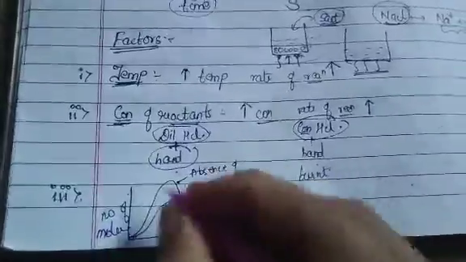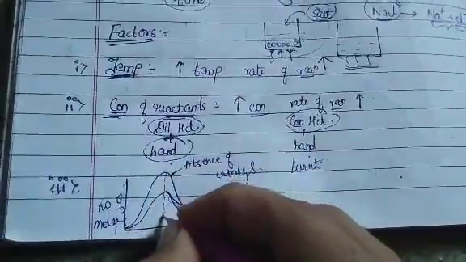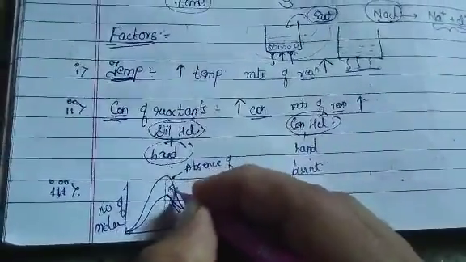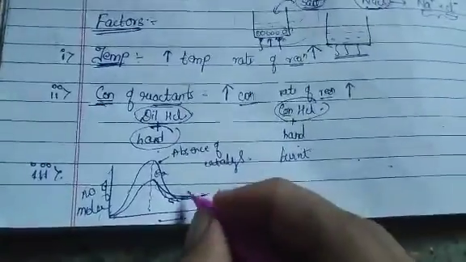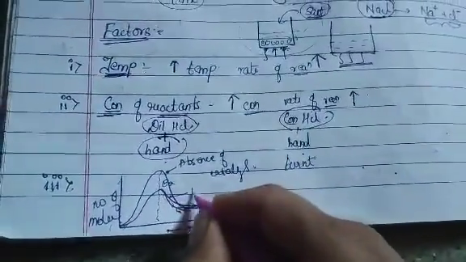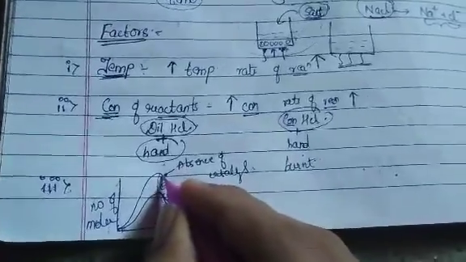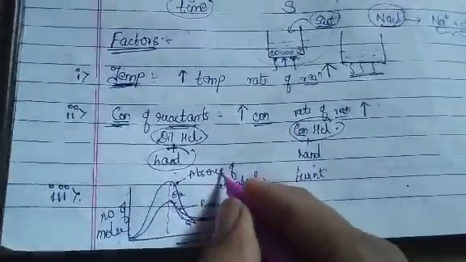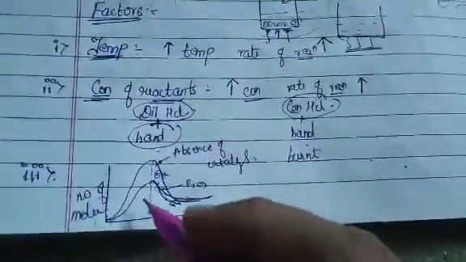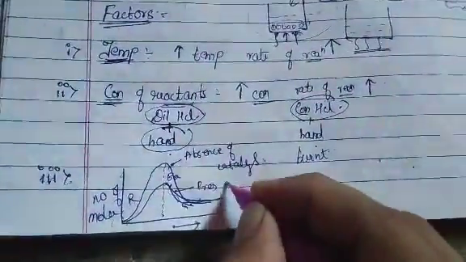The same graph, and whatever the peak over here is, this is called the activation energy. So we can see that in the presence of a catalyst, the activation energy is much smaller than the activation energy in the absence of a catalyst. So what happens if a reactant has to form a product?